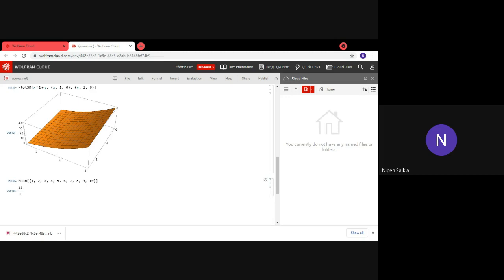And suppose I want it in decimal form. So I will write here double space, then N, which means numerical value. Then it comes as 5.5. And all these are available as help on the right hand side. Here we can see.